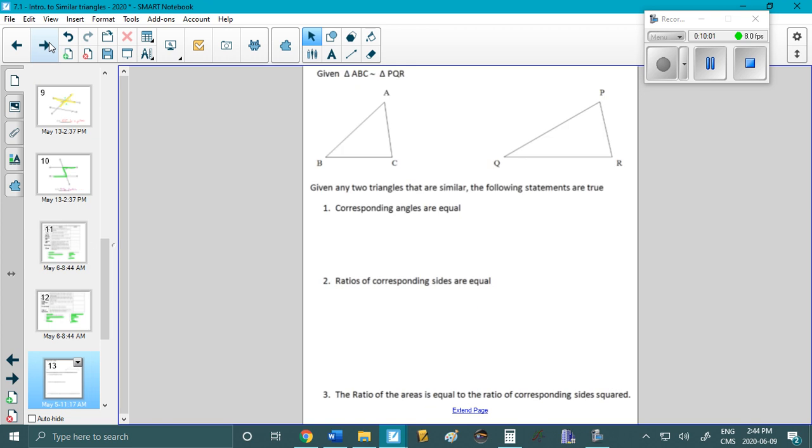Next up, similar triangle time. So I'm just going to kind of launch into this real quick. It's very easy. I did it in the grade 10 applied course as well, and I think students do quite well with it in general in the academic and the applied course. So first, given two triangles that are similar, the following statements are true.